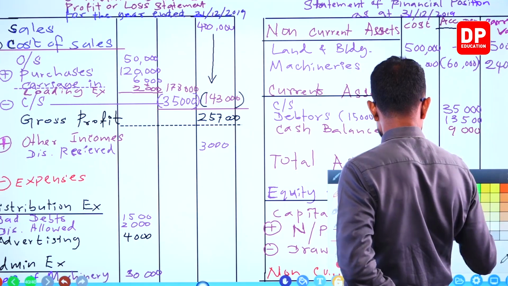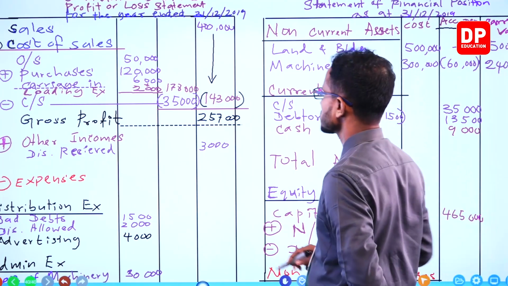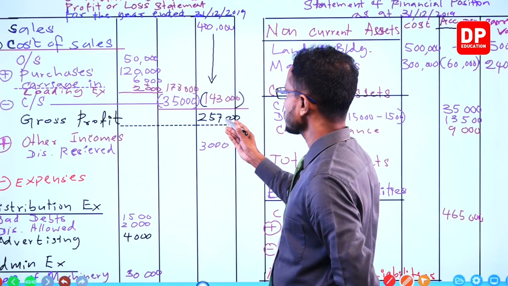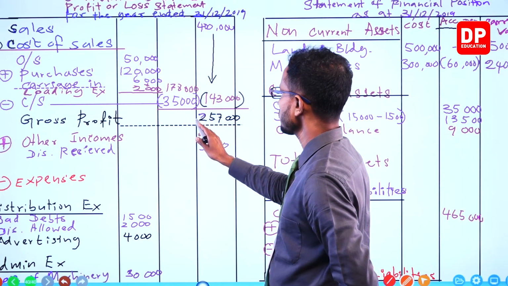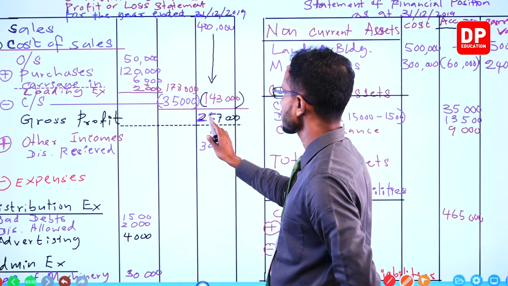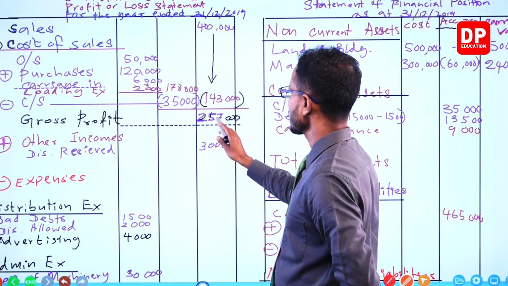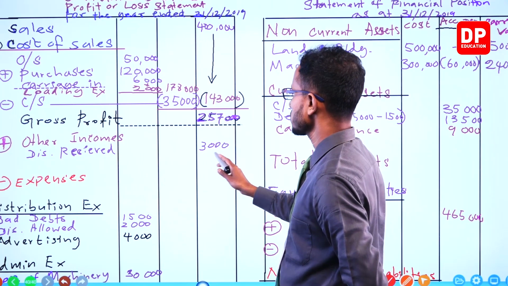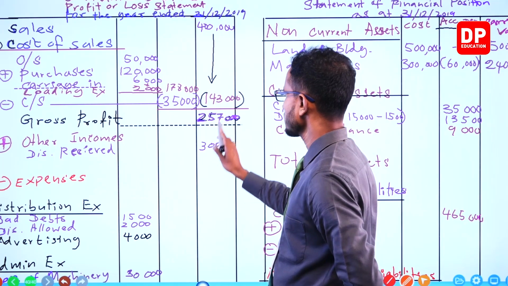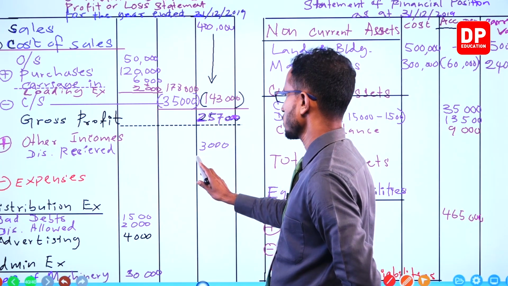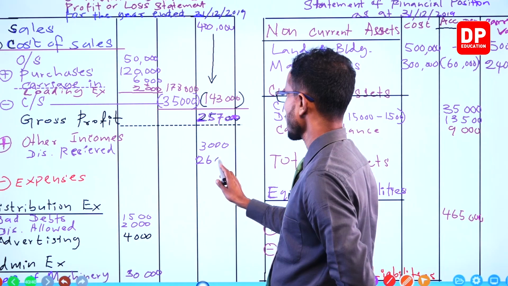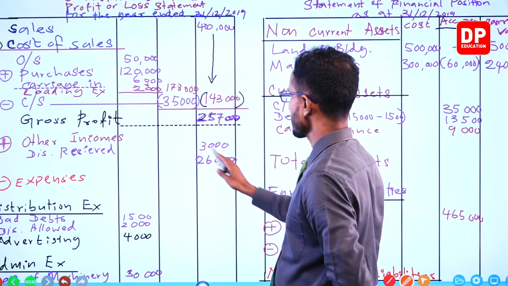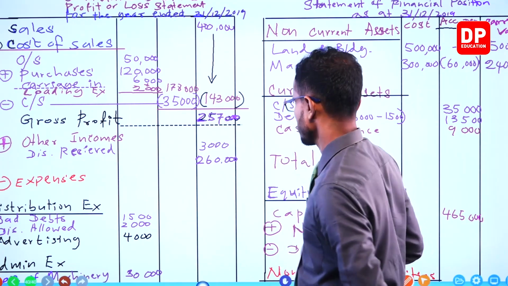Then it becomes 257,000 plus 3,000. 257 plus 3, 260,000.